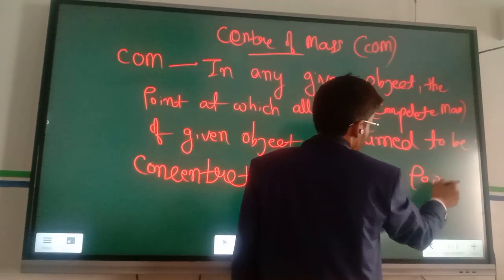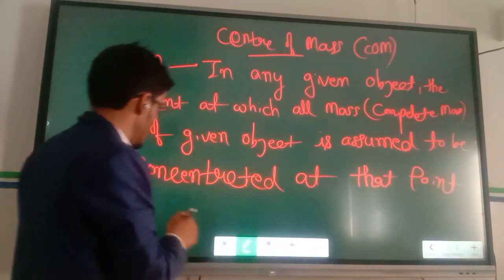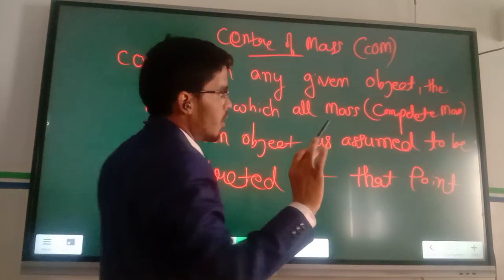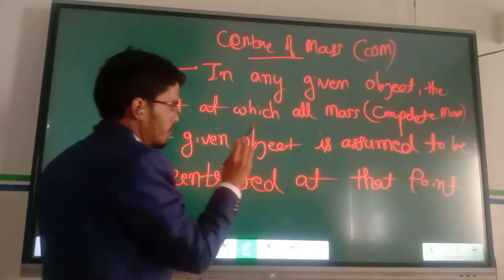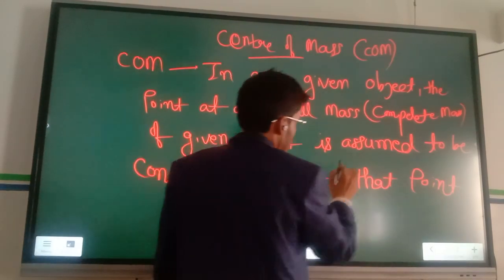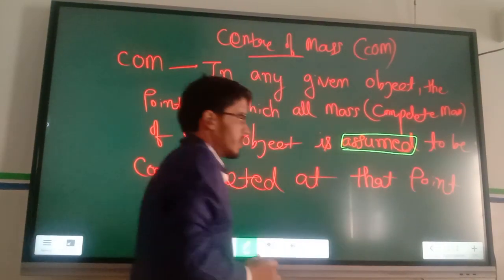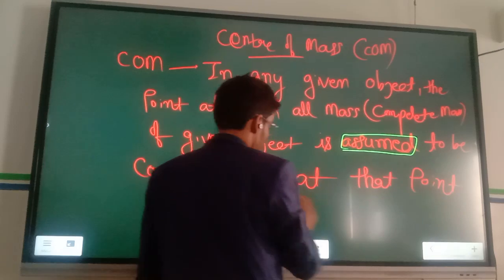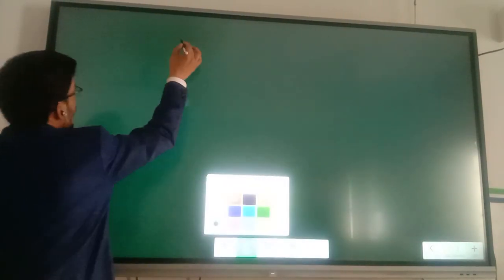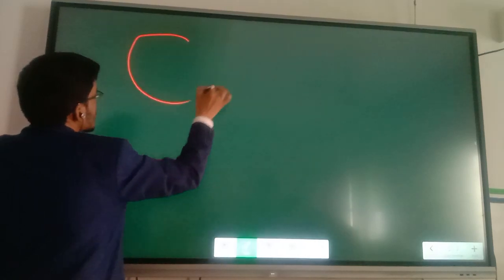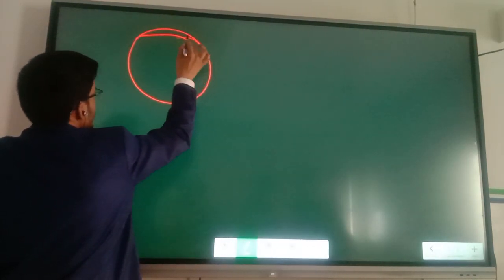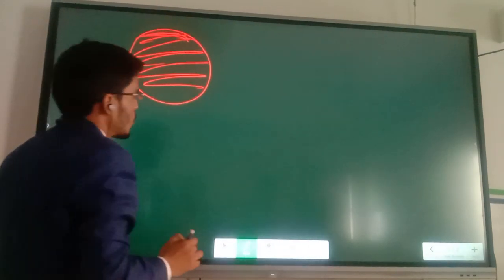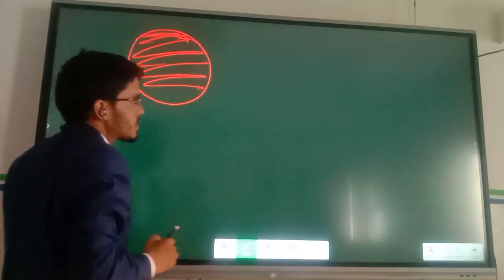Okay, suppose we have an object. In any given object, the point at which the complete mass of the given object is assumed to be concentrated at that point. This is very important. This is assumed. Why assumed? I will discuss further. Suppose this is an object. This is a circle actually, or a plate. So in a plate, the center of mass is basically the geometrical center.